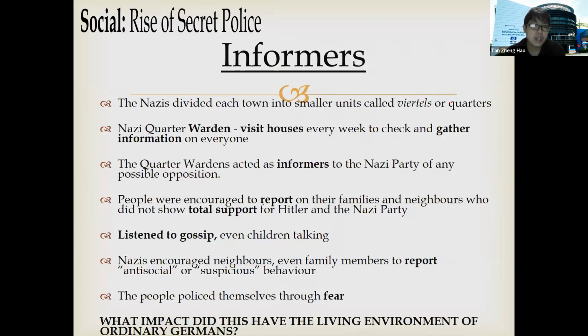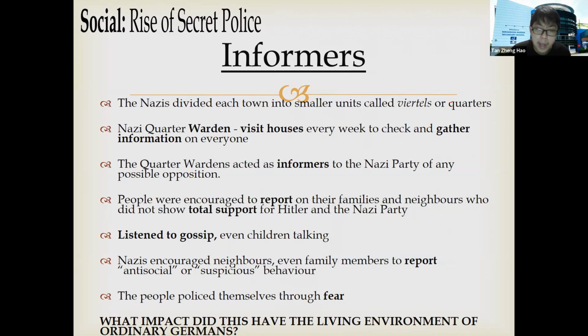So informers. To know who the enemies are, you need information, you need intelligence. So the secret police often had people acting as spies in the neighborhoods. They were encouraged to report on people who were not loyal to Hitler. And this had a very big impact on ordinary Germans. Imagine you cannot even trust your neighbors or even members of your family, and you have to watch how you behave and what you say all the time.